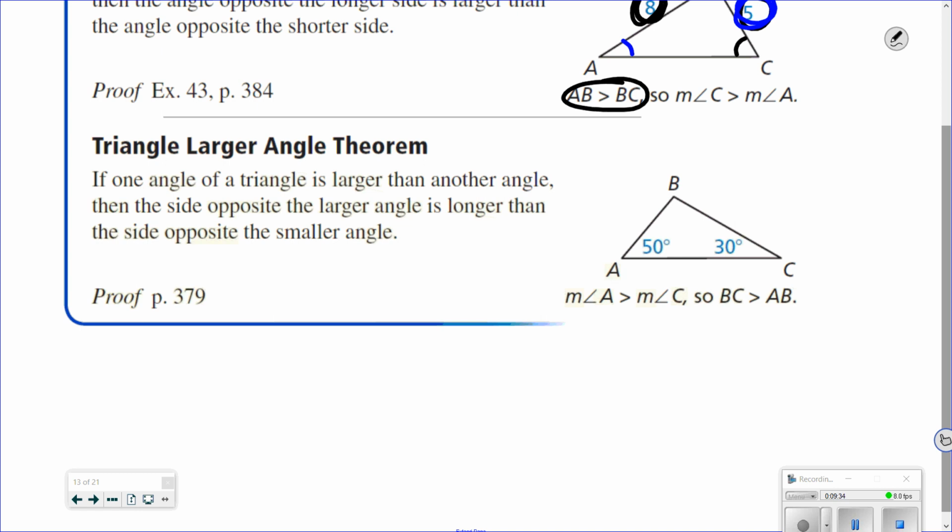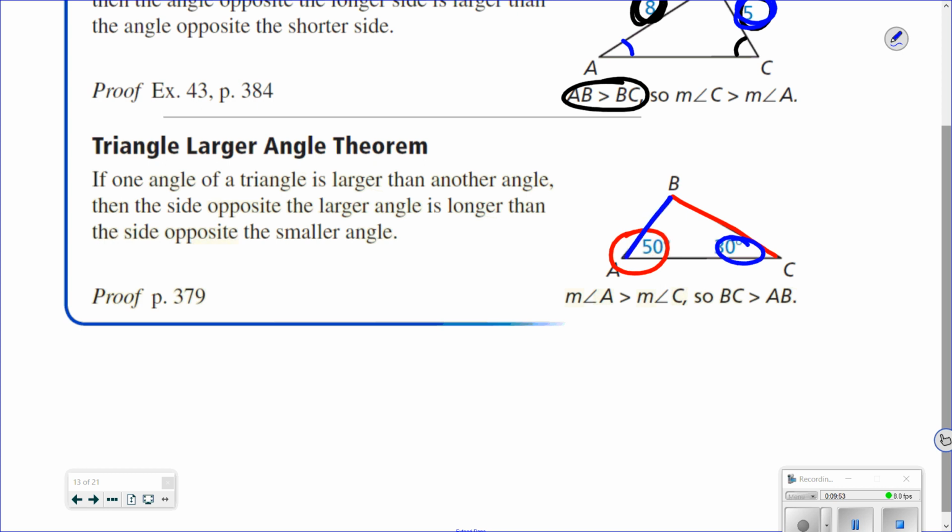The key thing is to look at the opposite side. So if this is angle A right here, it's 50 degrees. That goes with this side over here. This one, angle C, excuse me, is right there. It's 30 degrees. It goes with that side over there.